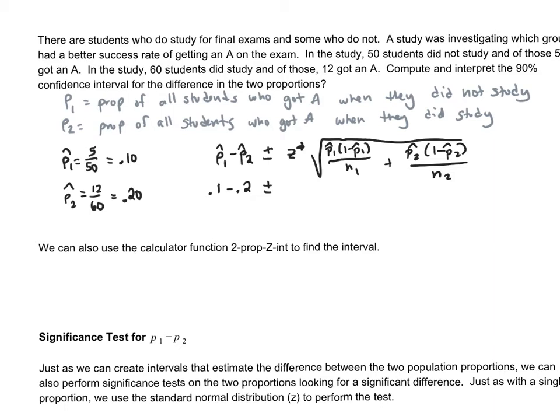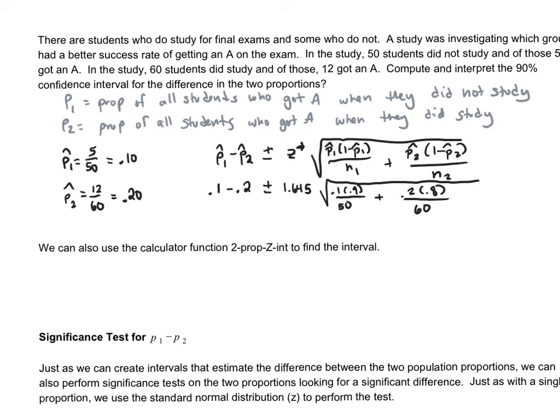Plus minus. Now the Z star, this is a 90% interval. So if I go to my chart, look at the very bottom line of my T table, I get 1.645 times the square root, and then we just have to put these things in. So 0.1 times 0.9 over N1, there were 50, plus 0.2 times 0.8 all over N2, which is 60. And one thing I should mention, I should make sure all of these are over 10. Multiply the N times the P. I didn't do that, but I'll let you try that on your own just to verify they are.